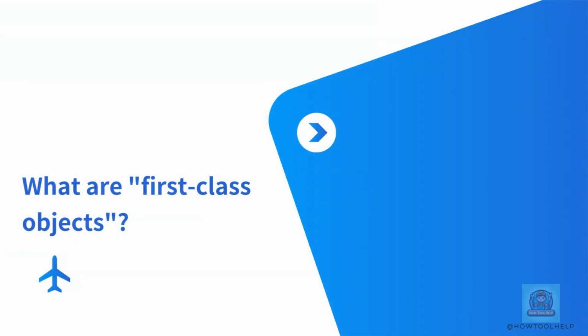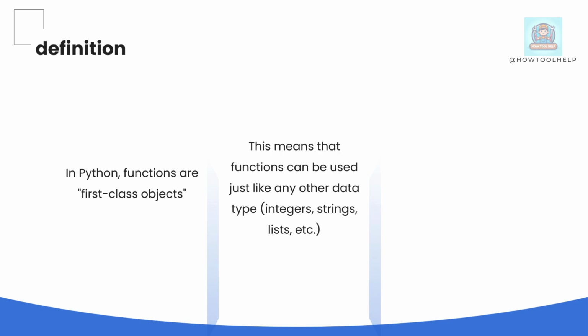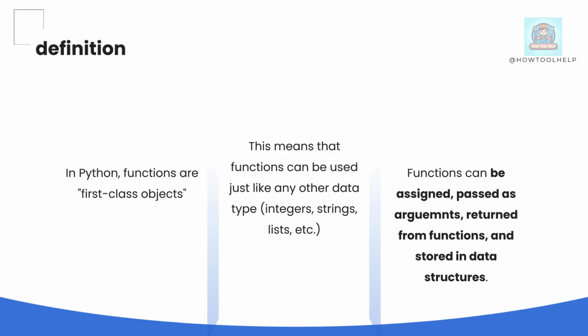What are first-class objects? Let's start by understanding what first-class objects mean. In Python, functions are treated as first-class objects. This means they can be used just like other data types, e.g. integers, strings, lists. Specifically, functions can: 1. Be assigned to variables. 2. Be passed as arguments to other functions. 3. Be returned from functions. 4. Be stored in data structures. We'll explore these properties step by step with 4 examples.